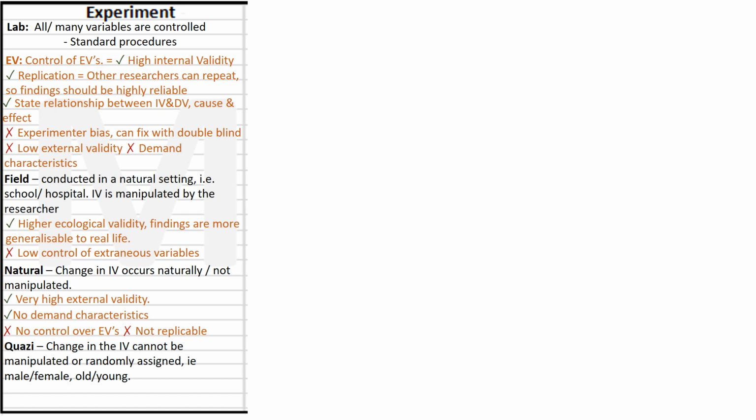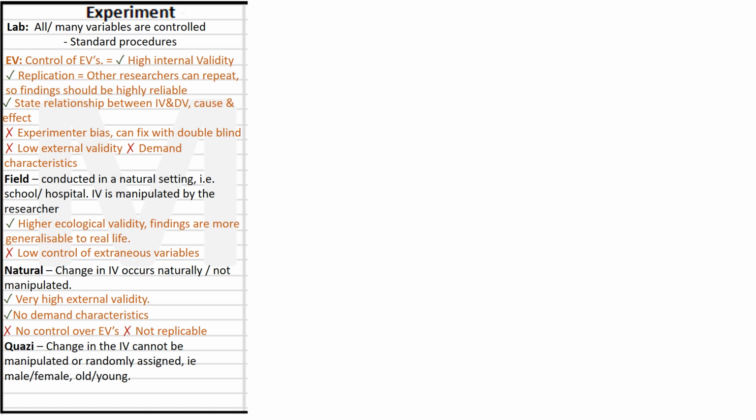Okay, and now the last type of experiment. Now this type of experiment can actually fit in any of the previous groups, but it is a little different. With a quasi-experiment, your change in your independent variable can't be manipulated or randomly assigned. So usually you'd get your participants in, you'd split them into maybe two groups, and you'd maybe do that randomly or through some other method. But we can't do that for a quasi-experiment.